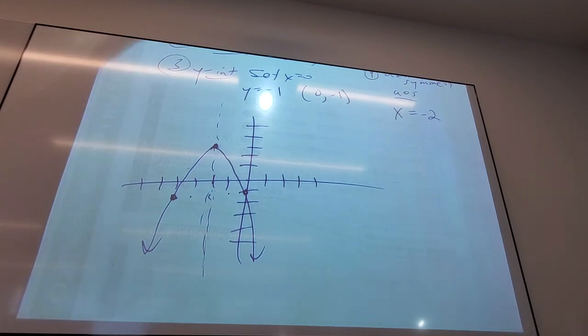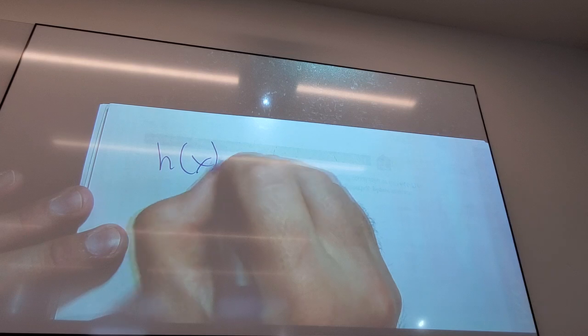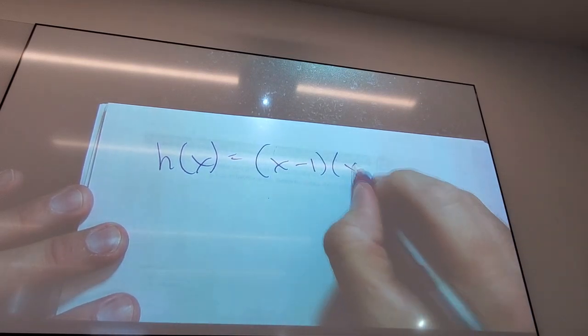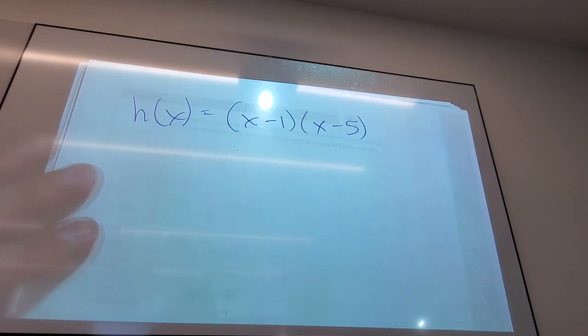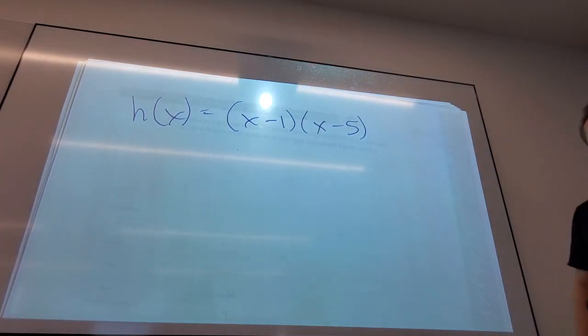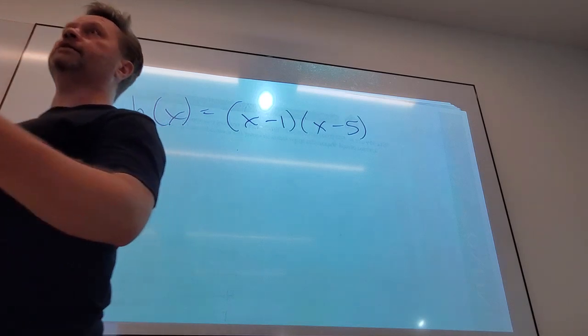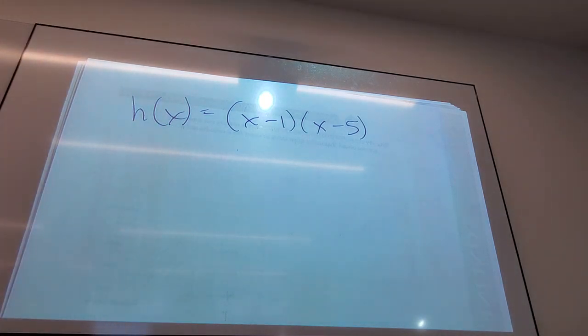Okay, so let me ask you this. Let me give it to you in a different format. Is that parabolic? Yes, because if you multiplied it out, what would the highest degree be? 2. Squared. I love it.